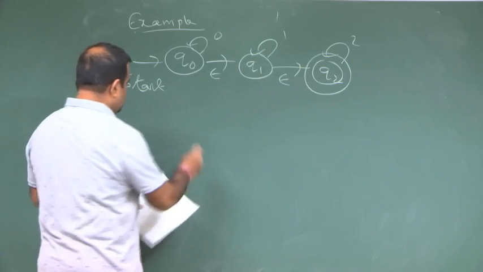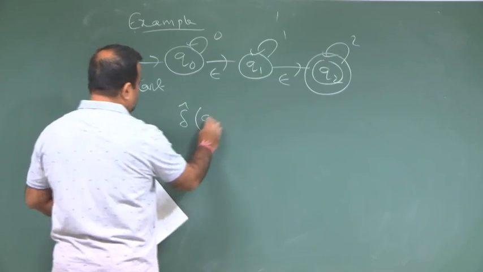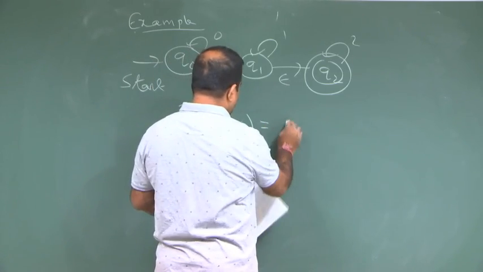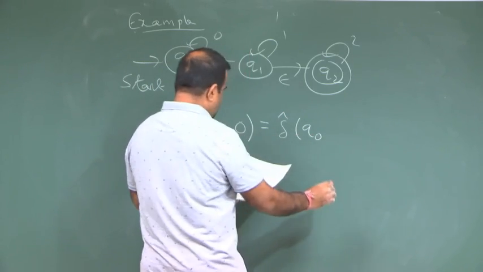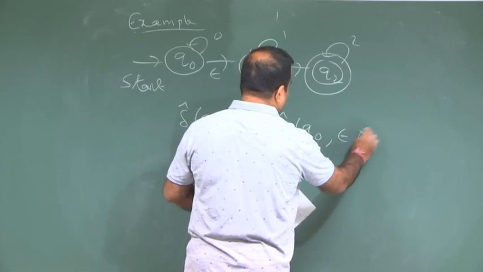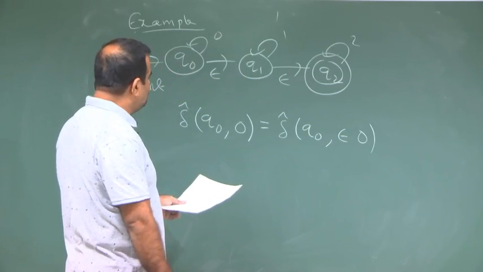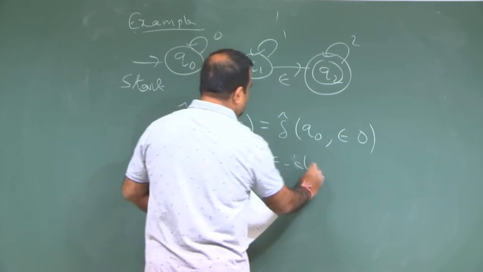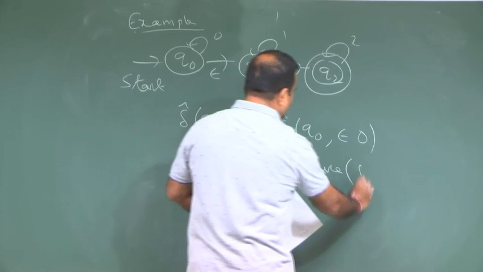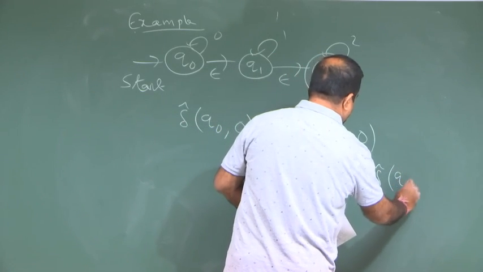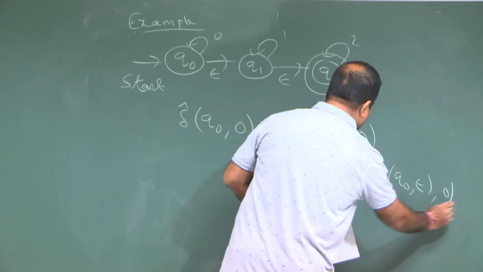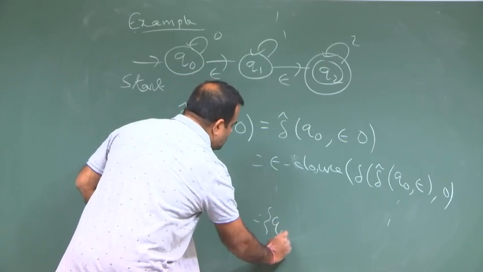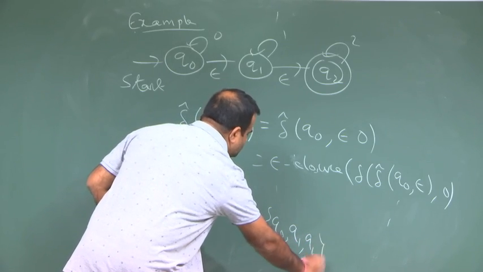So, if we just take delta hat of q0 0, we can go to delta hat of q0 epsilon 0, because by epsilon move we can go to q1. So, this is the epsilon closure of delta hat of 0 like this. This way we will reach q0, q1, q2.